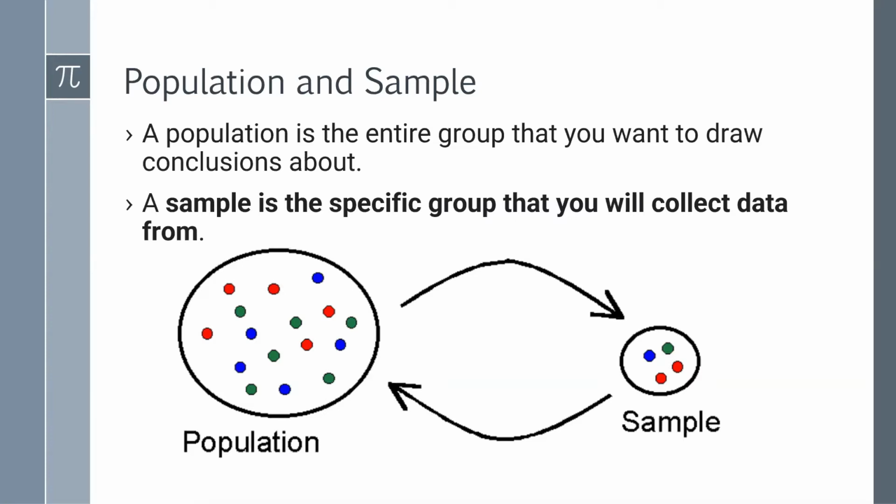Can you repeat it? I guess you could think of a population as a whole pizza, and then the sample could be a piece of the pizza. Yeah, that's right. That's a good thing.